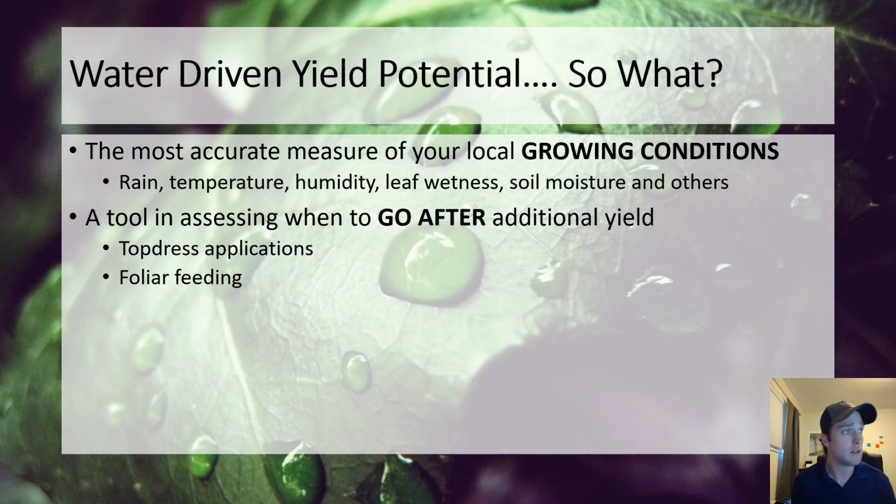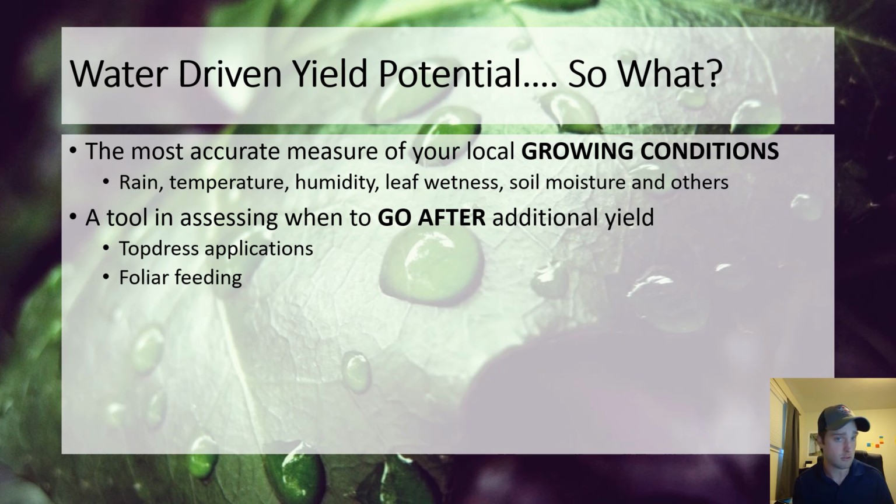It's a tool in assessing when to go after additional yield, right? I showed you that graph of how much money it takes to invest nowadays versus 60 years ago. This is going to give us the ability to react when we've been dealt a hand that looks like there is additional yield to go after. A lot of that can be from top dress applications. If I'm trending 20 bushels above my yield goal and it's the start of June, or the first couple weeks of June, do I have enough groceries to capture that additional yield opportunity?